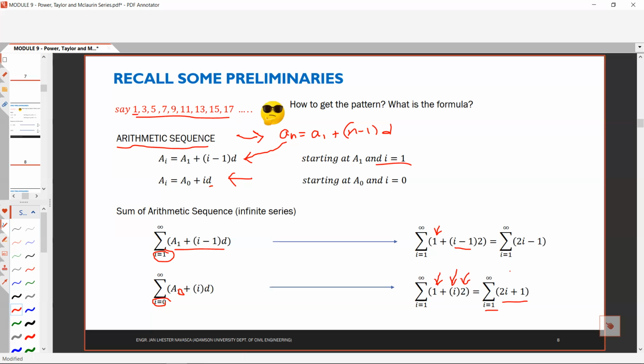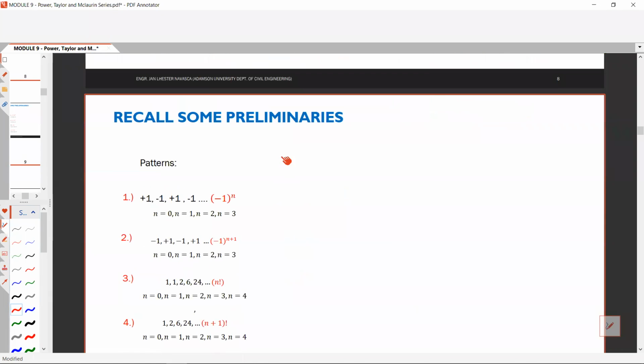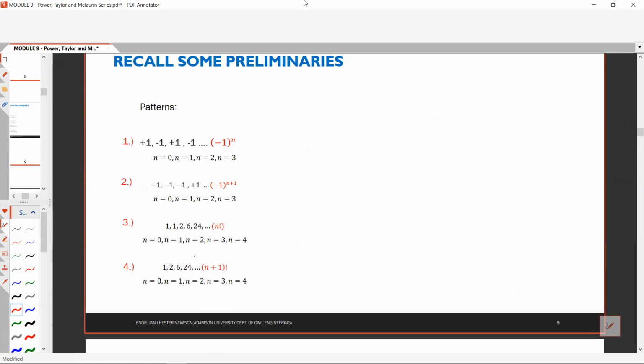Okay? So that is some preliminaries that we will be using throughout this topic. Okay? So you will recall the arithmetic series. So ito lang kailangan yung tandaan, these two. Okay? So next, these two will give you the pattern, the formula for the pattern. Okay? So next is recall some preliminaries again.